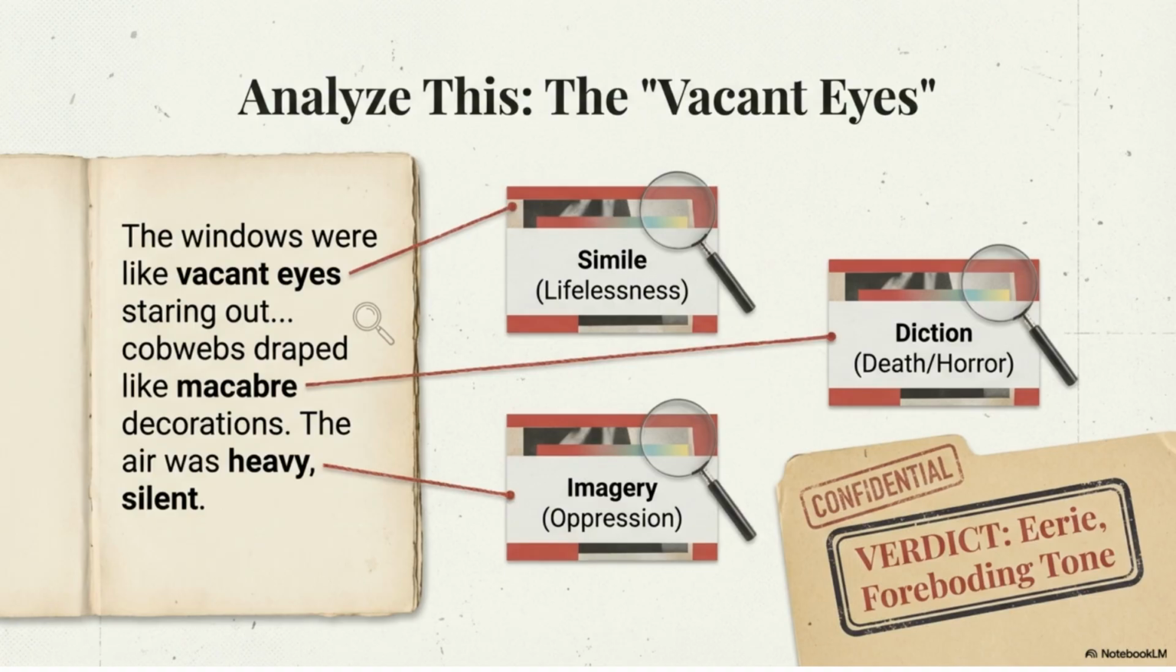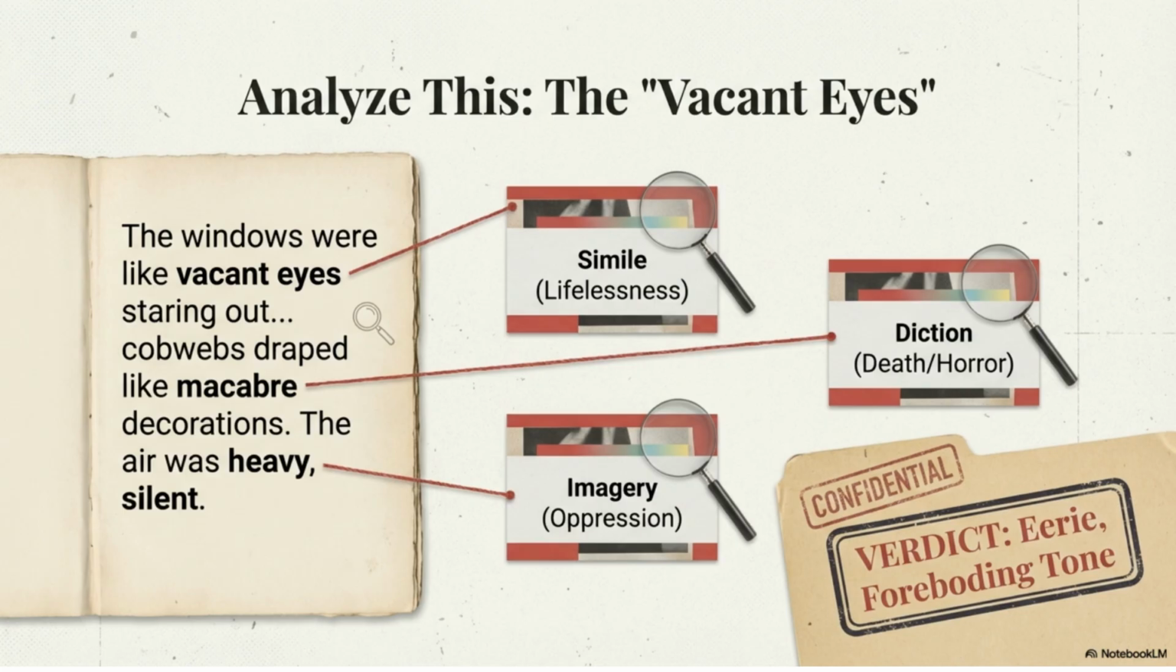First, the simile "vacant eyes" compares the windows of the house to lifeless eyes. Eyes are typically associated with awareness and humanity, so describing them as vacant suggests emptiness and absence of life. This comparison immediately signals lifelessness, which pushes the tone in a dark direction.